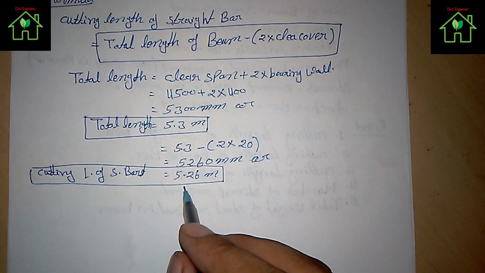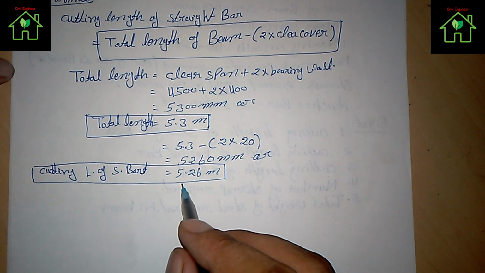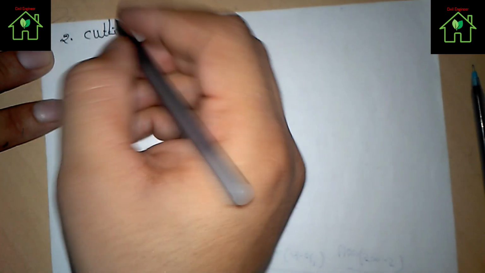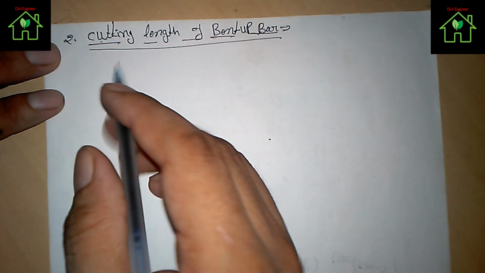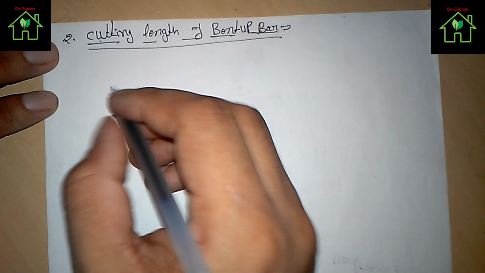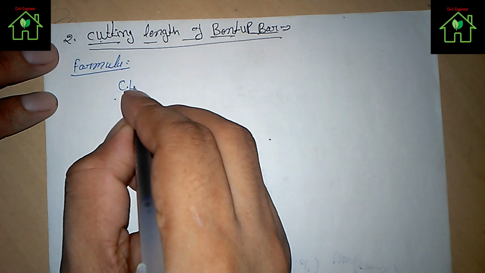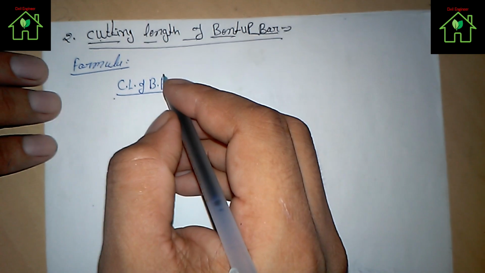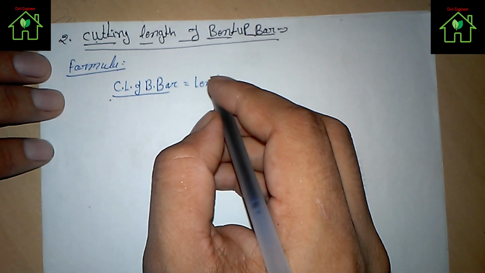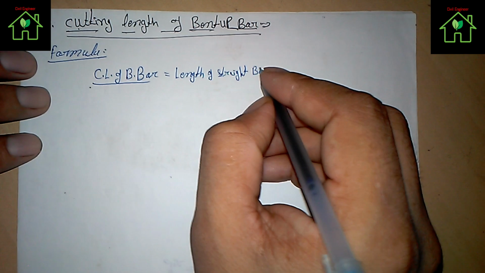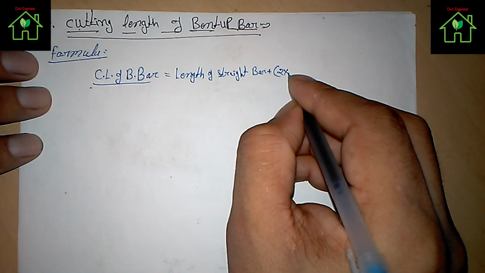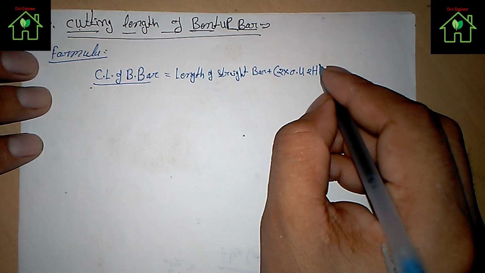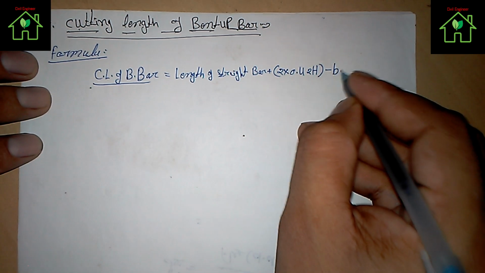After that, we will find out the second, cutting length of bent up bar. So what is the formula of cutting length of bent up bar? Here we have the formula: length of straight bar plus 2 into 0.42h minus bends.